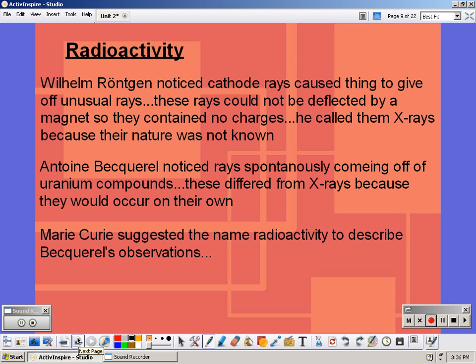Wilhelm Roentgen noticed that the cathode rays cause things to give off unusual rays, and these rays could not be deflected by a magnet, so they didn't contain a charge. He called them X-rays. X because he didn't know what they were.